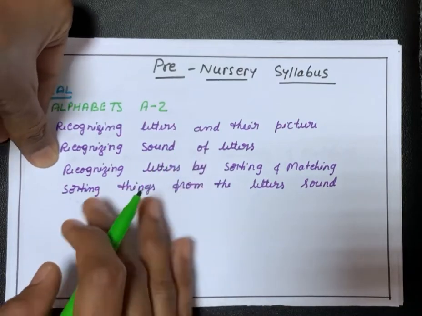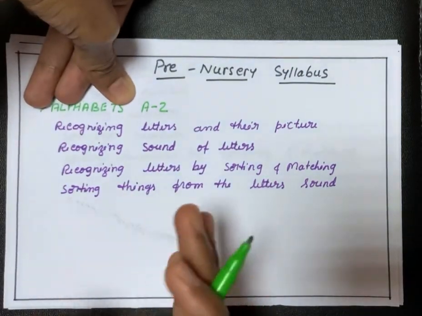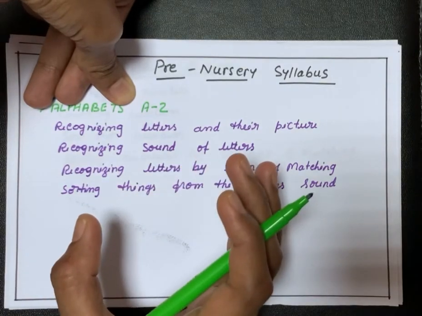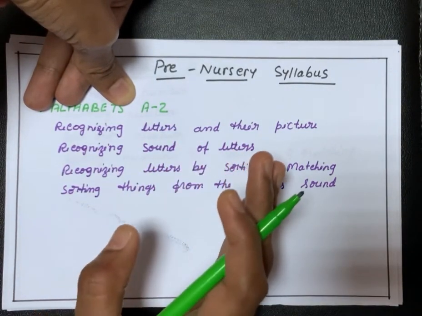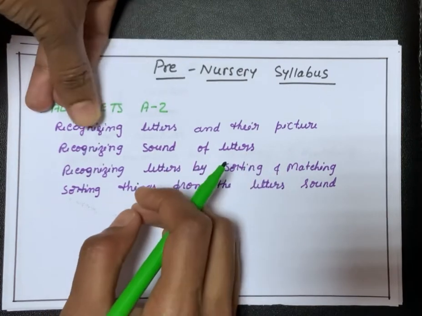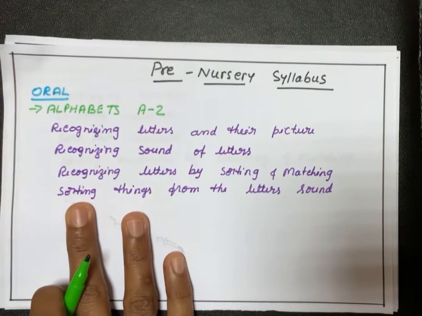Then you can make them practice to recognize the letters and their pictures. If you give them an apple picture and the letter A, they should be able to recognize the apple, also the letter A.